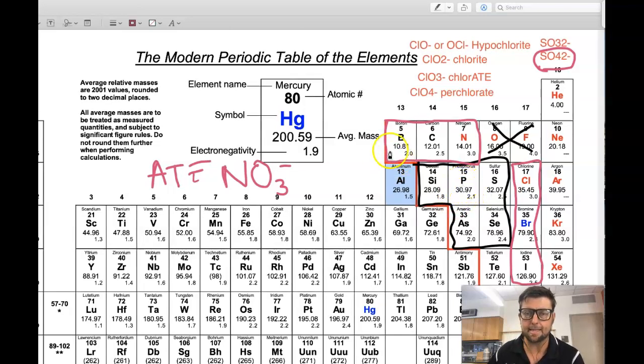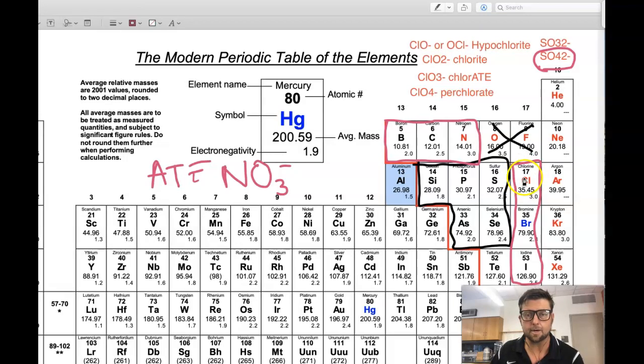Okay, so now that we know the ATEs, how are we going to decide if something is an ITE? Well, the nice part is once you know the ATEs, if you just take away one oxygen, it changes the suffix to ITE. Looking at chlorate, it is a -1 charge because it's the first one, and it's an outer, so it has 3 oxygens. Chlorite is going to be light by 1 oxygen, so it's just ClO2-.